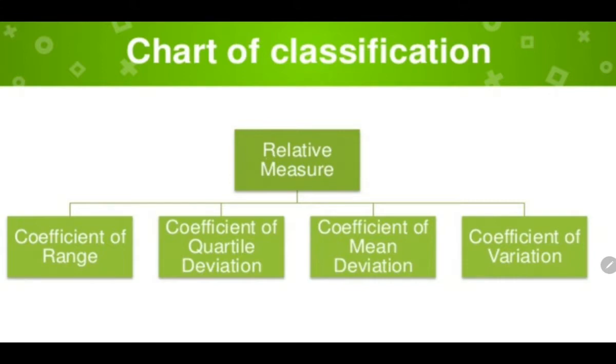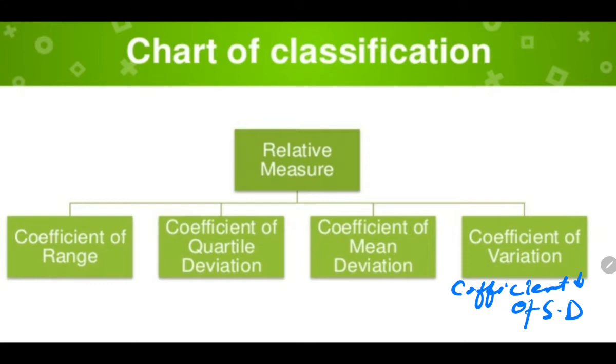While the relative measures also have 5 types. One is, just like that, the coefficient of range, then the coefficient of quartile deviation. Quartile deviation in absolute measure is only quartile deviation, here is the coefficient of quartile deviation. In mean deviation, here is the coefficient of mean deviation. There is the coefficient of variation or coefficient of standard deviation.